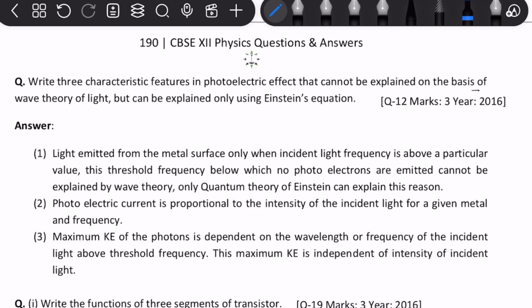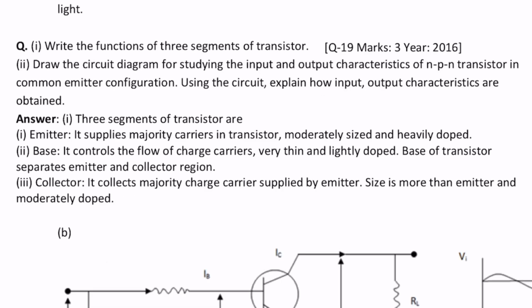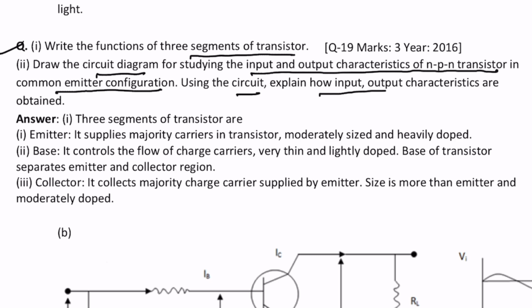Next question. Write the function of 3 segments of transistor. Draw circuit diagram for studying the input and output characteristics of NPN transistor in common emitter configuration. Using the circuit, explain how input-output characteristics are obtained.